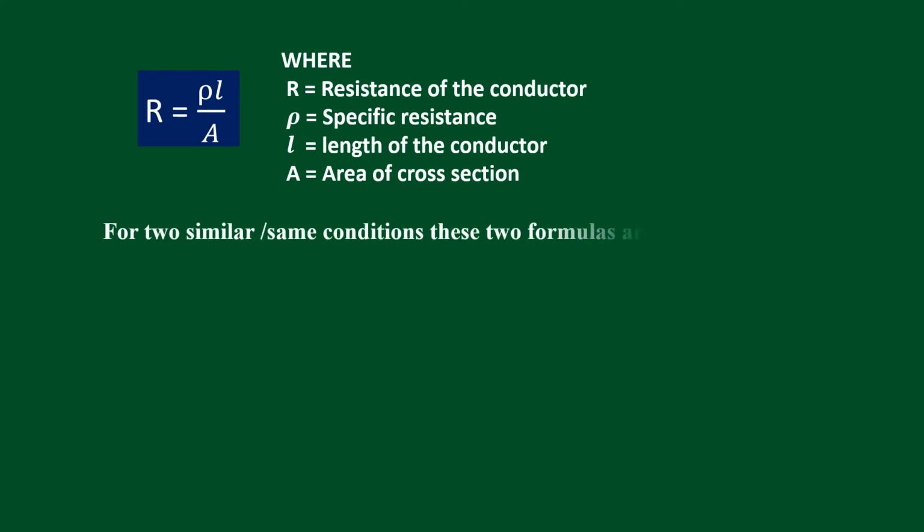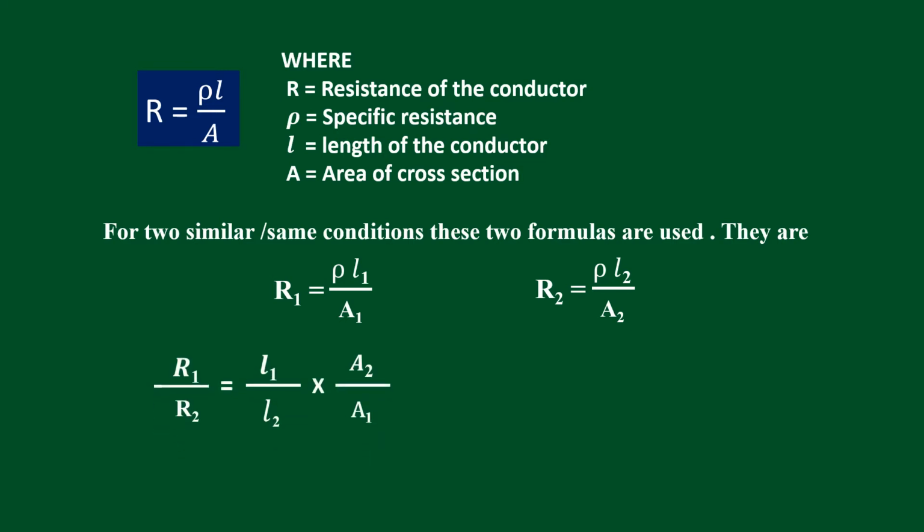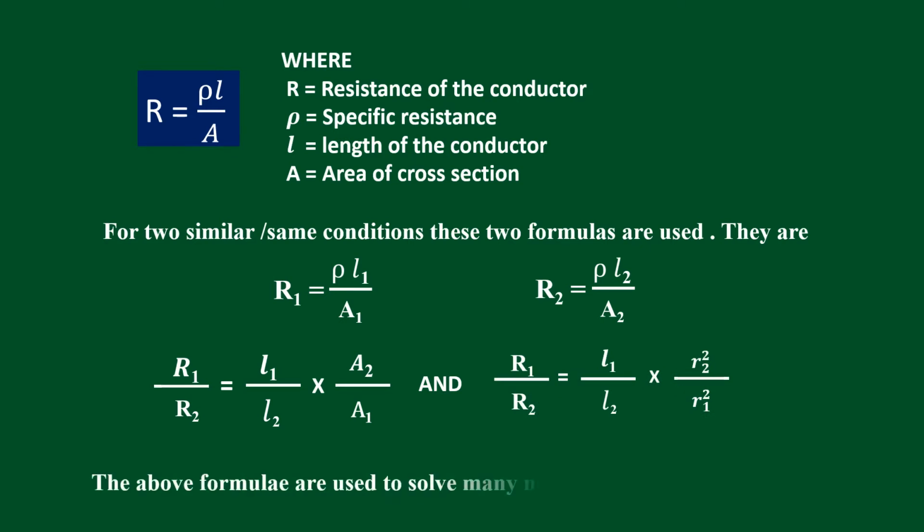For two similar or same conditions, these two formulas are used. They are R1 is equal to rho L1 by A1 and R2 is equal to rho L2 by A2. If we combine these two formulas, we get R1 by R2 is equal to L1 by L2 into A2 by A1 and R1 by R2 is equal to L1 by L2 into R2 square by R1 square. The above two formulae are used to solve many numerical problems. Let us discuss numerical problems one by one.